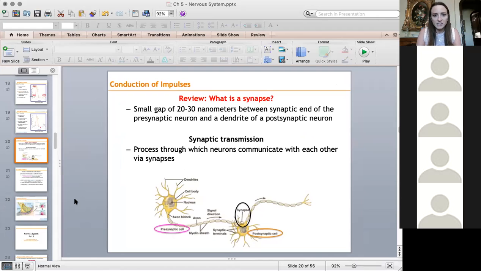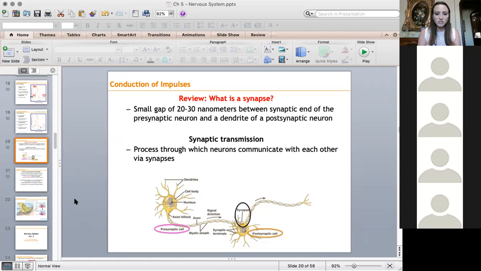We have two neurons connected together. What we just went over with the action potential is happening down the axon. The axon of a motor neuron, when we talked about that action potential, that process is occurring all the way until it reaches the end of the axon, the terminal buttons. Those terminal buttons are going to be connected to another neuron, or they can be connected to muscle fibers, which would be called a neuromuscular junction.